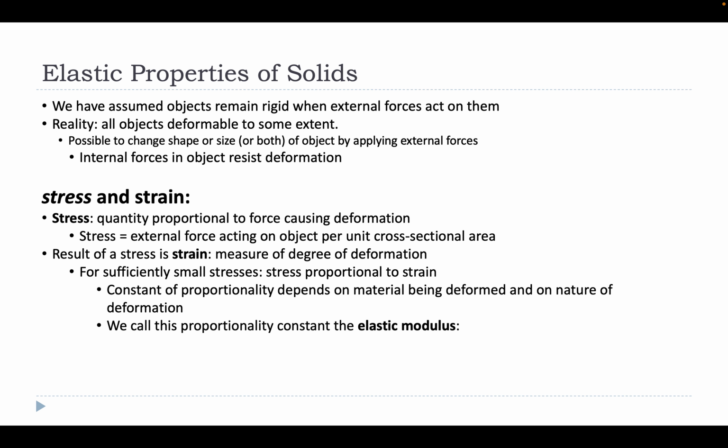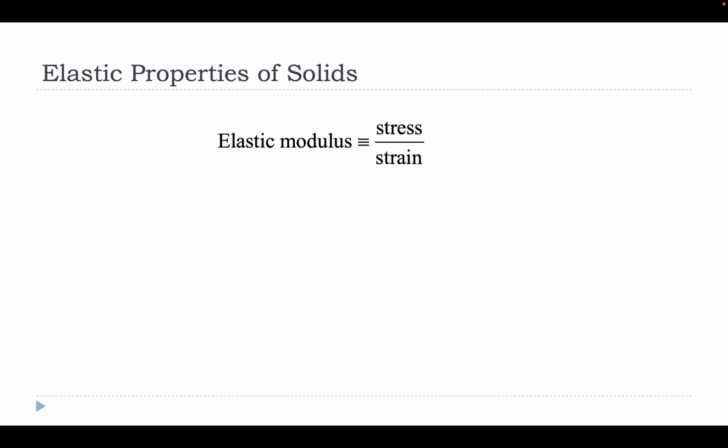So the amount of force per unit area that you apply is directly proportional to how much the object is deformed. But you can reach a limit where you can't go back and they're no longer proportional to one another. We call this proportionality constant the elastic modulus. So the elastic modulus is defined as the stress per unit strain, and this is for all solid objects.